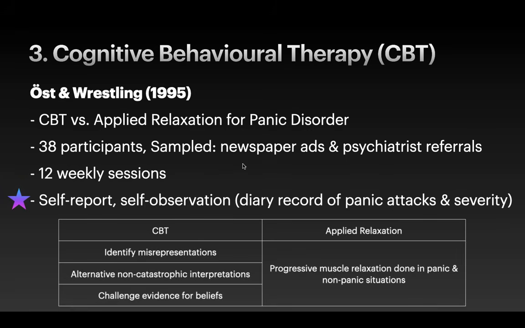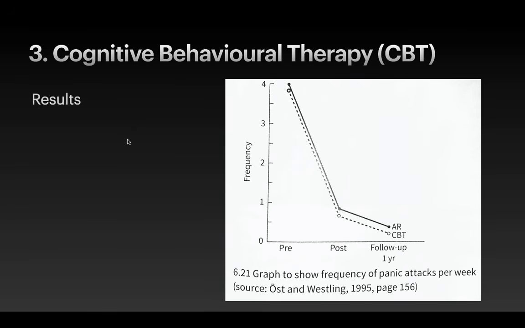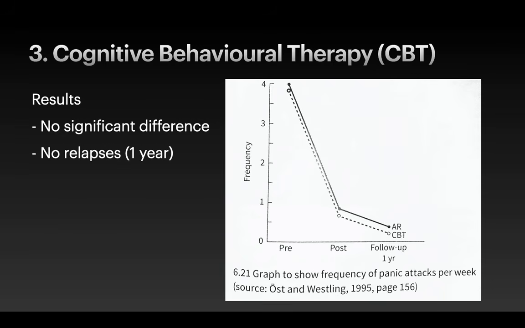Evaluate this on your own. Are self-reports good? Are self-observations a valid way of measuring things? Is it reliable? Is it biased? And so on. Okay, so what were the results? The results were very positive. There was no significant difference between both the groups, the CBT group and the applied relaxation group. Is that a good thing or a bad thing?